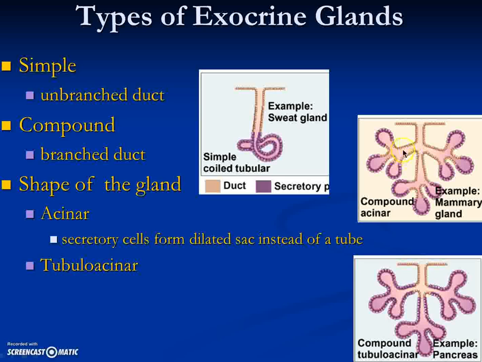Now it also has some of those secretory cells there. So this would be having those not just in the cul-de-sac in the neighborhood, but the major street through the neighborhood, leading to even more major street intersection. So secretory cells found both in the tube and in the acinus.